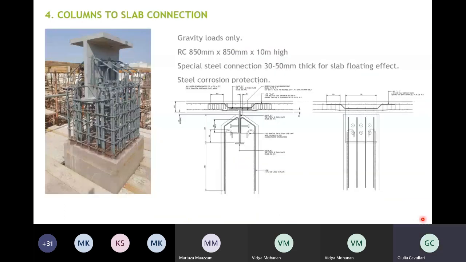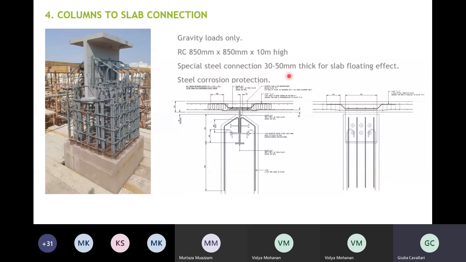The next challenge for this project was the connection of slab to columns. The architect wanted to achieve an apex at the top of the column to create a floating effect for the slab. And this was an architectural feature that we could not compromise. So we had to come up with a system to create something special, a special steel connection to insert into the concrete column to create this floating effect.